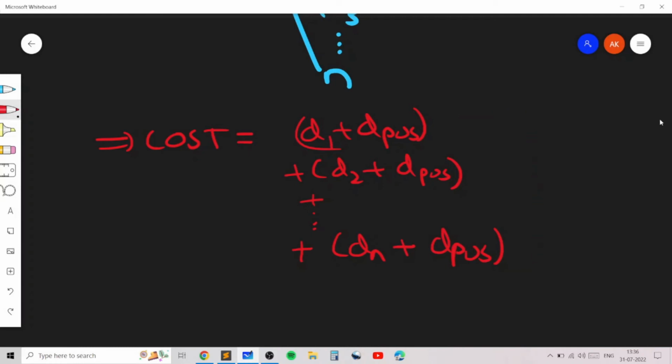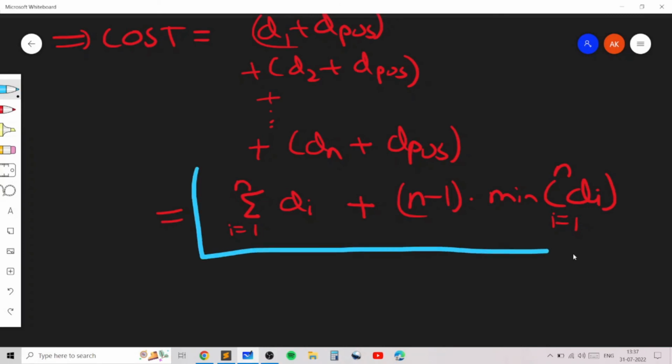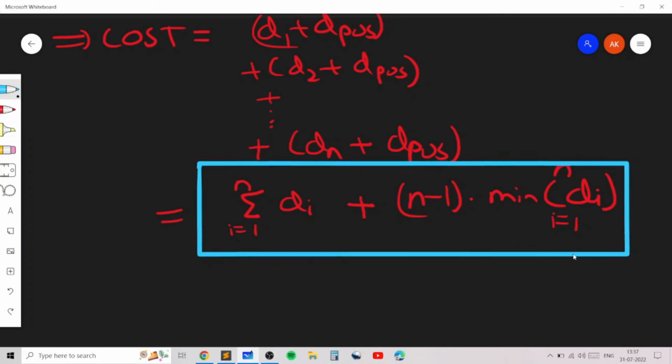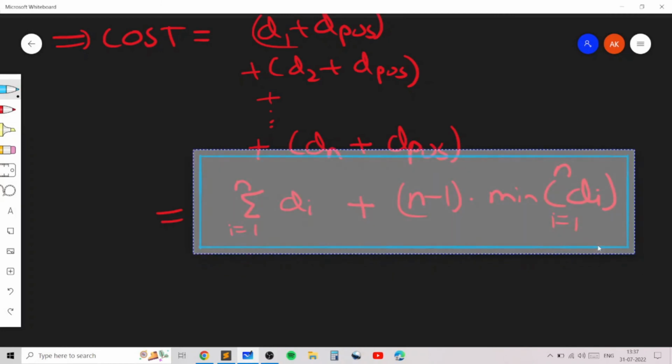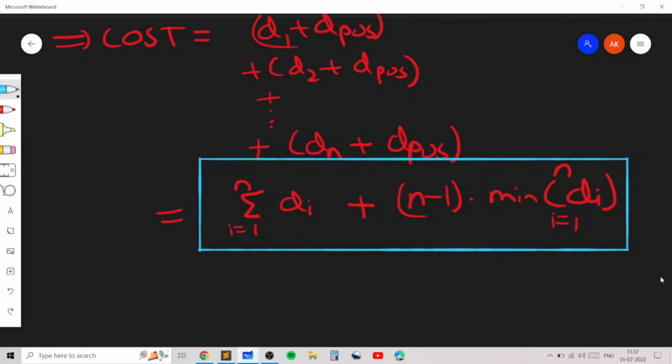And one way to write this would be we just do the sum of all di, for I going from 1 to n, and then we add D pos n minus 1 times, where D pos is the minimum value of di, so you can write it as n minus 1 times min di for all I going from 1 to n. So this is the O of n expression for finding the final answer, and it's as simple as this. And the reason behind why this is true is the greedy idea of connecting the smallest element with all the other elements.